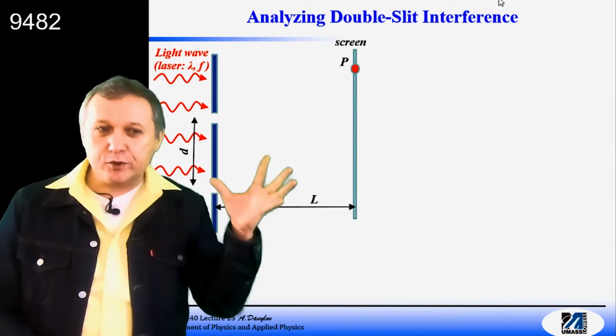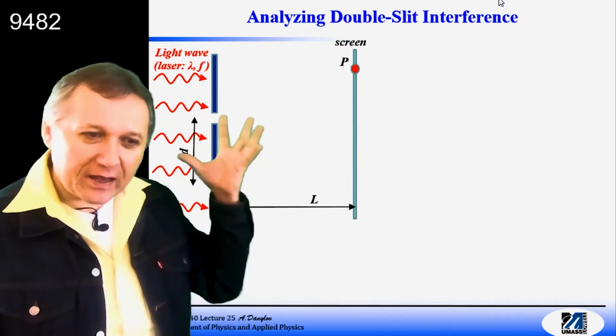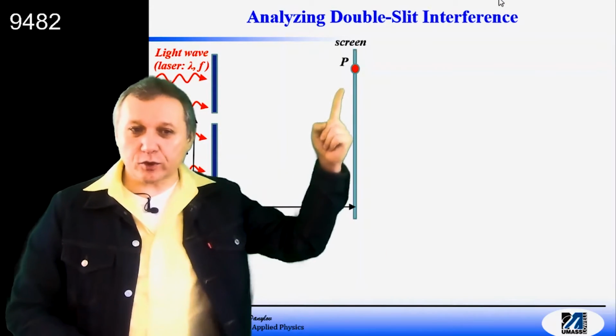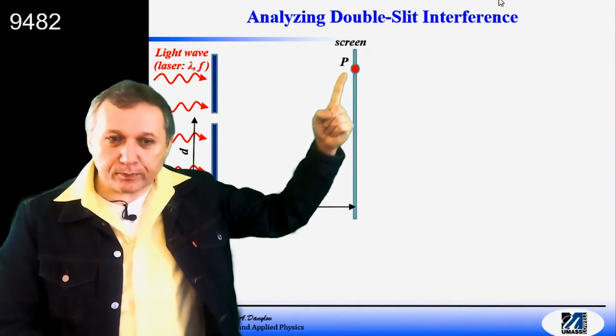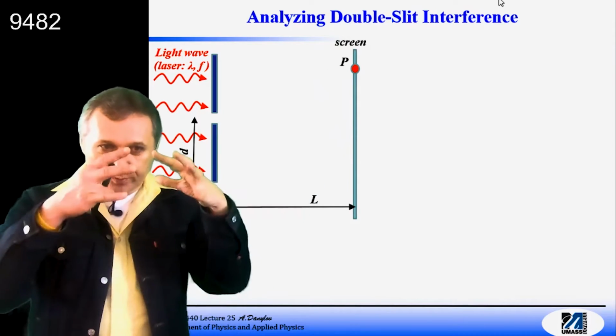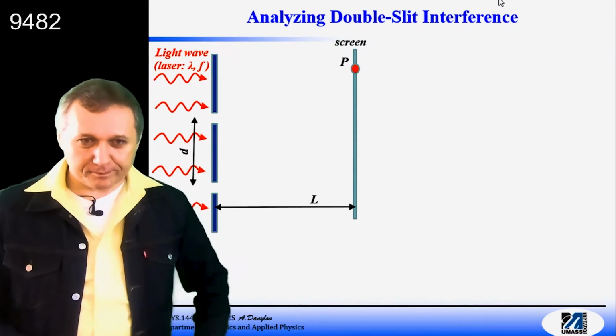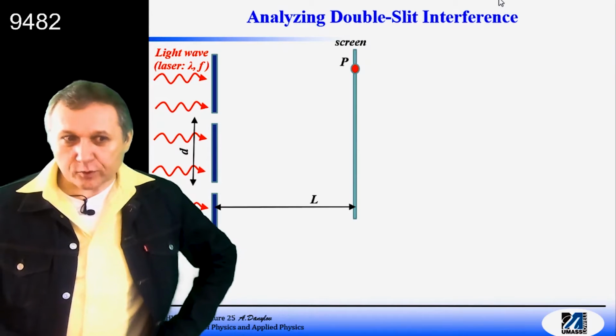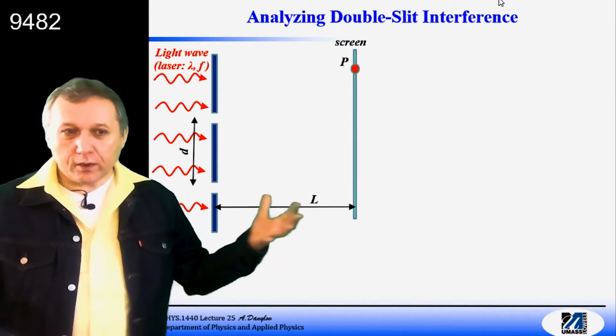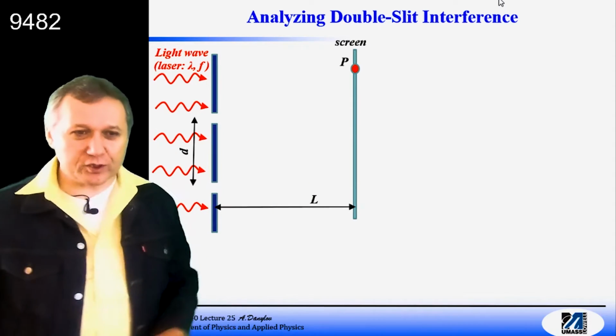And basically, I want to get conditions that I have to match or satisfy in order to get a bright spot at point P. Bright spot, right? Not dark, bright. Okay? So that's my goal. And now let's add some elements to this picture, right?